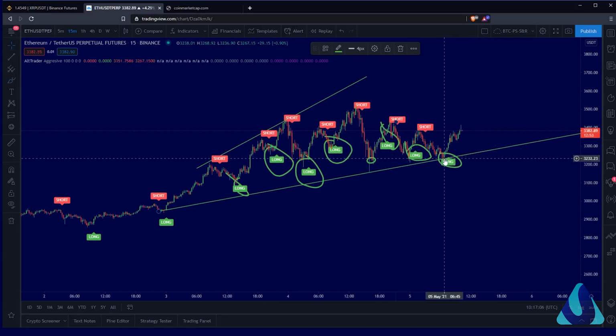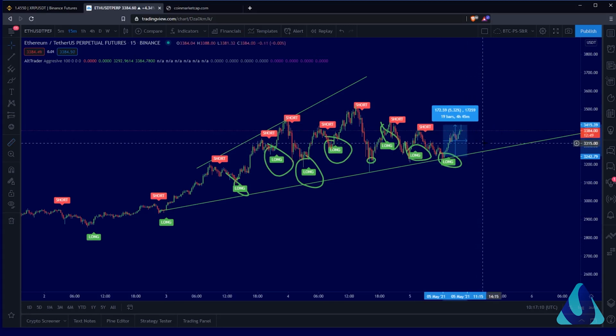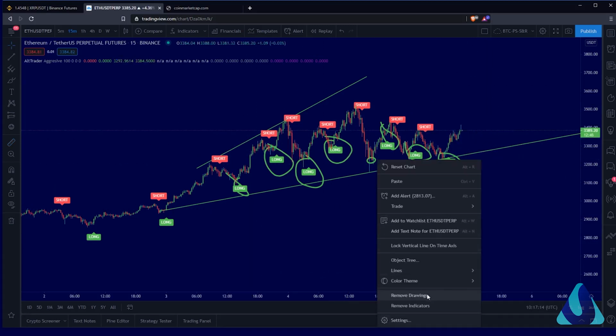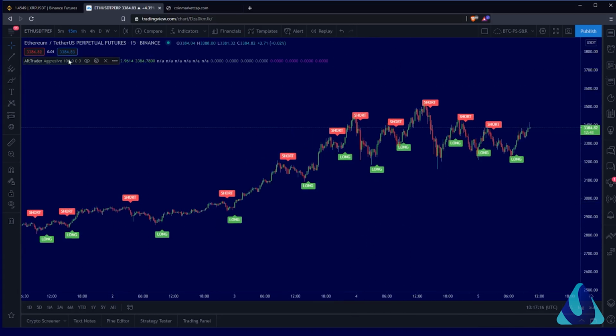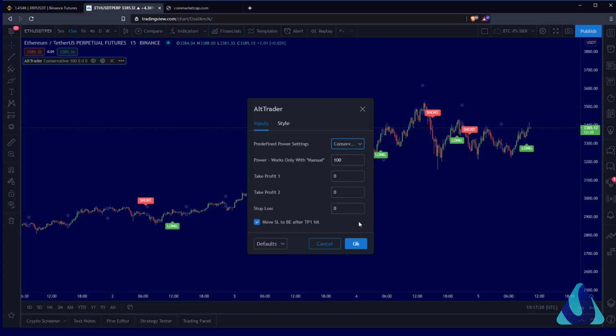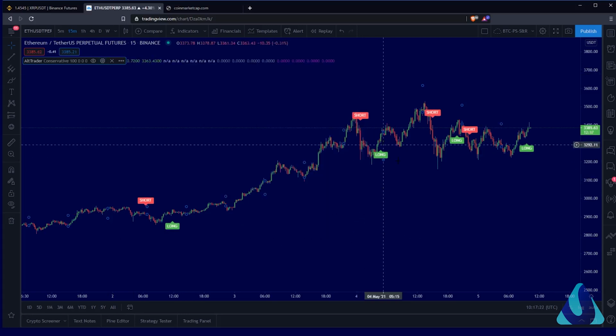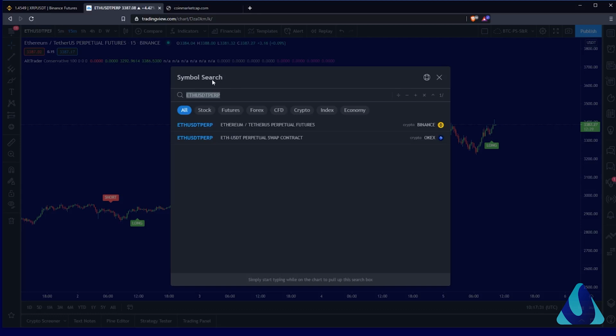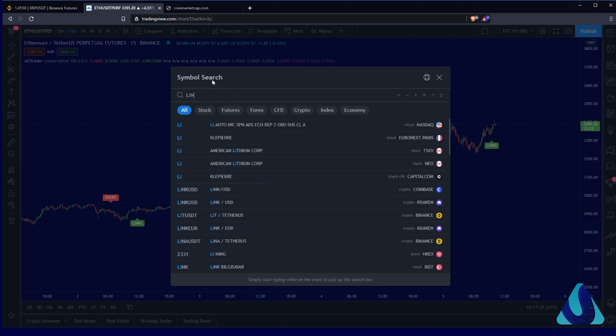So we can see here that when this came through, this gave you currently a 5% move, and this is on the 15-minute chart. So let's say, for example, we change some of the settings here. So conservative, power 100. Okay. And you can see again how we can draw trend lines on any chart that we want to test.